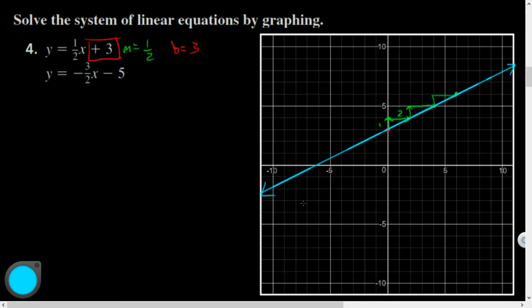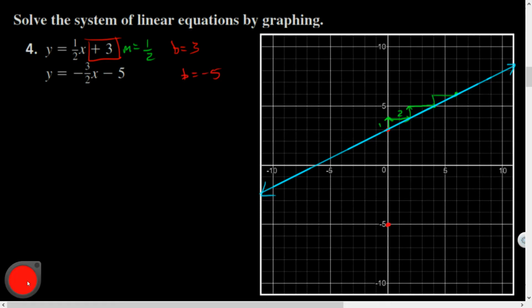Now draw those lines. You can use the edge of a note card, or you could use a little ruler. Okay, let's see. Someone help me out here. What is the b for this? -5 is b.